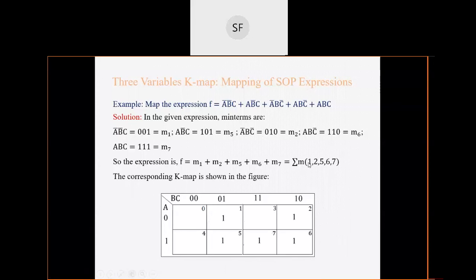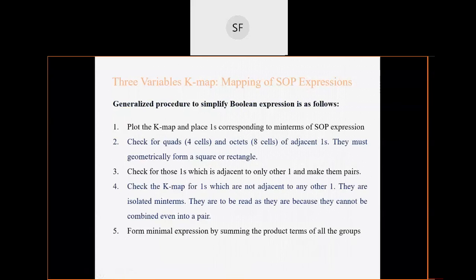So now we will try to solve a couple of problems. So this is the generalized procedure you need to follow to simplify a Boolean expression. First point is plot the K-map and place ones corresponding to minterms of the SOP expression. ठीक है, आपको K-map पर मैप करना है, जहाँ पे भी आपके minterms present हैं, in those cells you have to write 1.